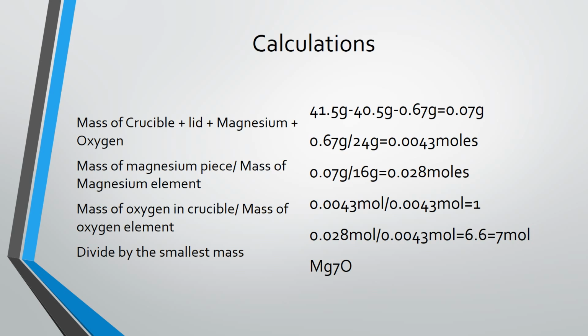Then I had to divide by the smallest moles, which in this case was magnesium. So I divided 0.0043 moles by 0.0043 moles, which is equal to 1. And for oxygen, I divided 0.028 moles by 0.0043 moles, which is equal to 6.6 moles, which I rounded to 7 moles. So I got MgO7.